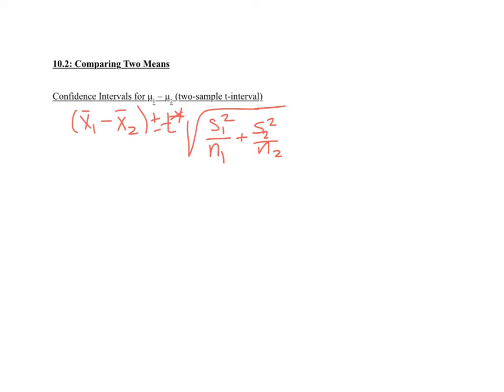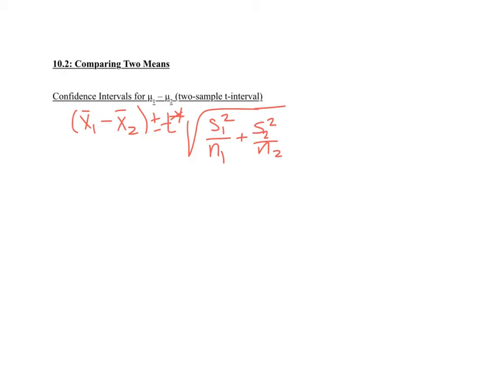The next section is about comparing two means, and we're going to start by doing a two-sample t interval. As you can see, we have the formula in front of us. Our point estimate is going to be the difference between two sample means. Then we're going to do plus or minus our t star, our critical value.